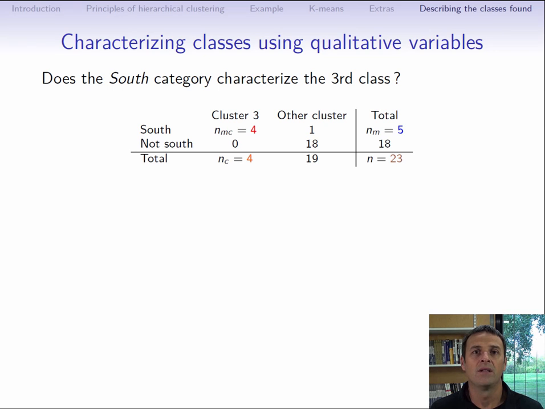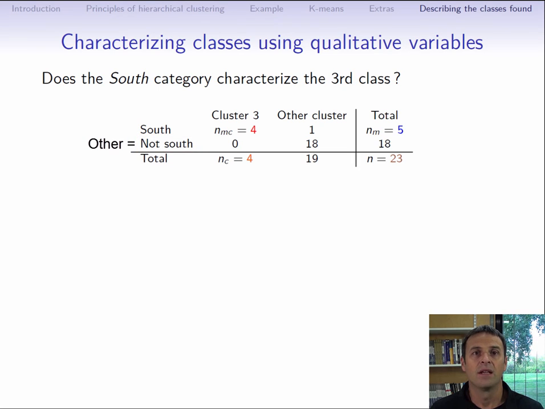The basic idea is to compare the proportion of South in the third class with the proportion of South in the whole set of individuals, that is, cities. We can fill in a simple table with just the category South and all others joined together in another category called Other. In the columns, we have the third class and then all the other classes joined together.